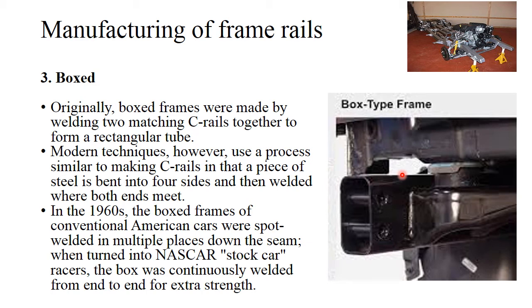In the 1960s, box frames of conventional American cars were spot welded. The welding which you do is spot welding, and the box could also be continuously welded from end to end for extra strength. So this is about the third type of frame rails. The overall manufacturing of frame rails basically includes taking a flat steel plate, rolling it on both the ends, and then welding. Similarly, different frame rails and cross members, all these different parts of the frame, are connected to each other by welding as well.